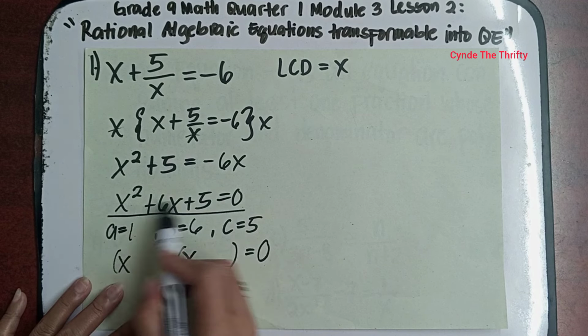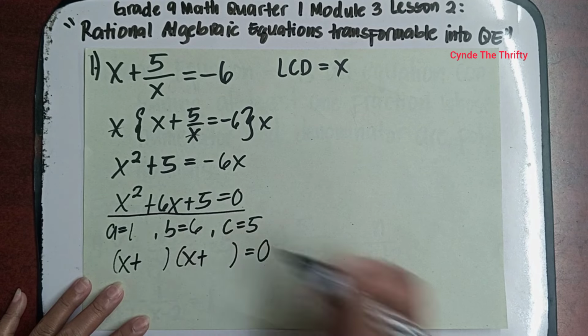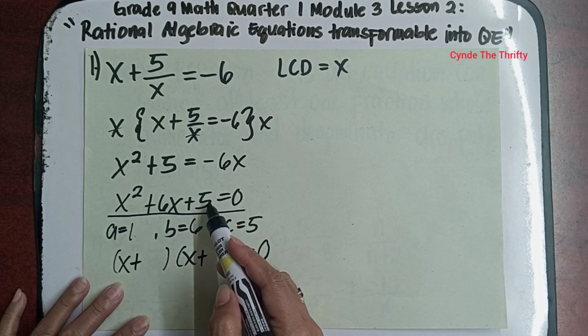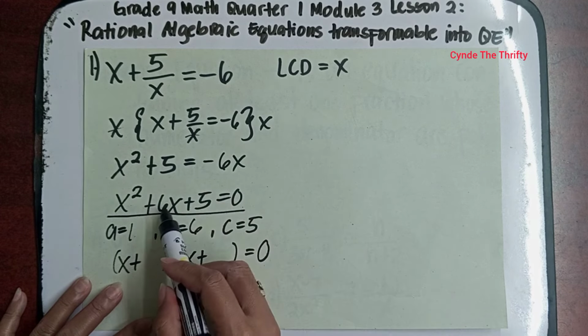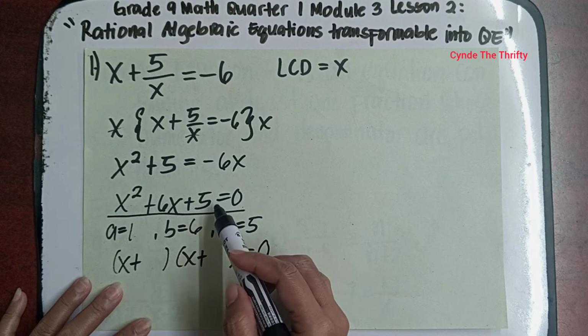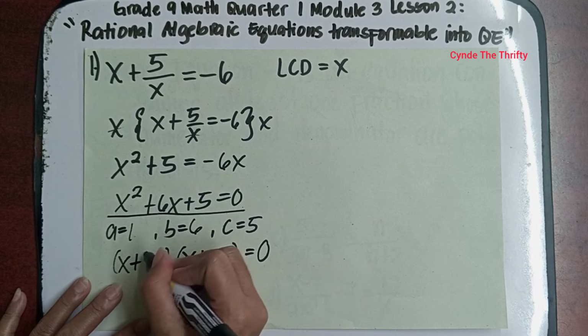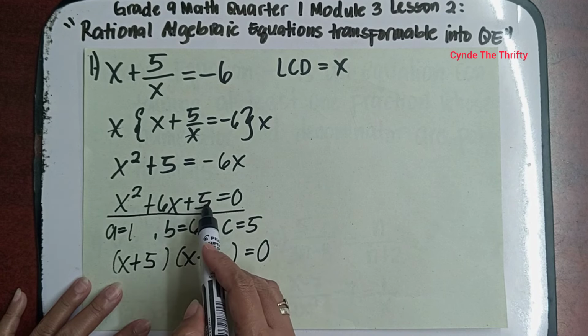And then, puro siya positive. So, therefore, puro positive ang sign natin dito. And then, ang factor ni 5. Hahanapin natin ang factor ni 5 na kapag i-add natin siya, ang result is 6. So, ano yung factor ni 5? 1 times 5. Okay, so ang factor natin dito is 5 and 1. Kasi 5 times 1 is equal to 5.